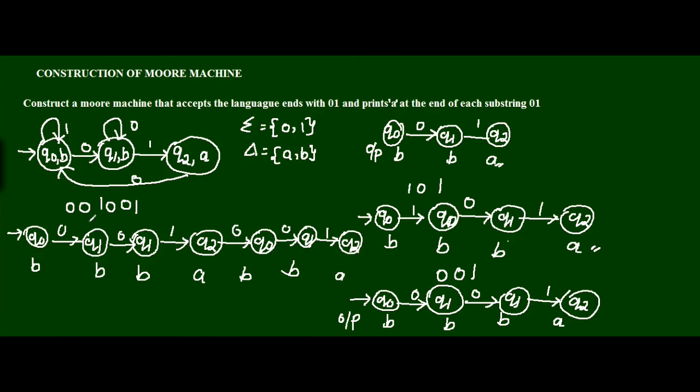So in this input we have two occurrences of 01, so A is printed 2 times. So this is how we have to construct a Moore machine.